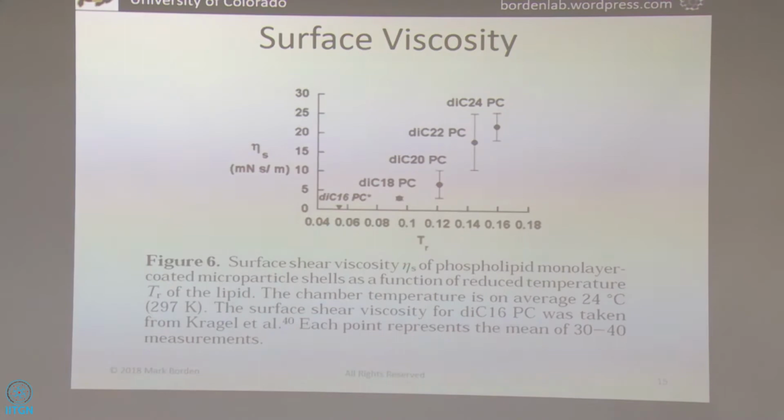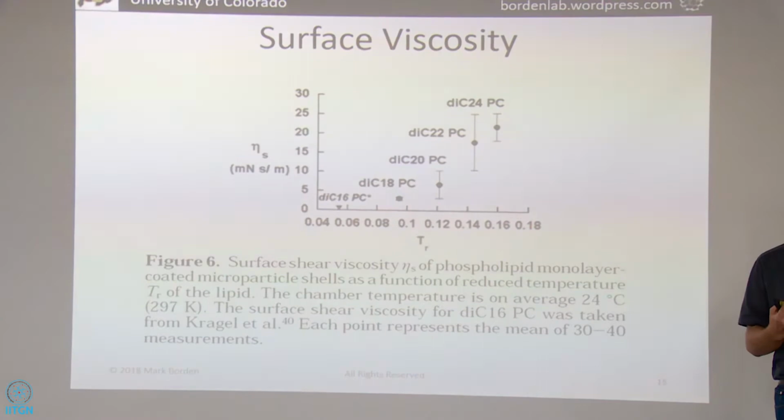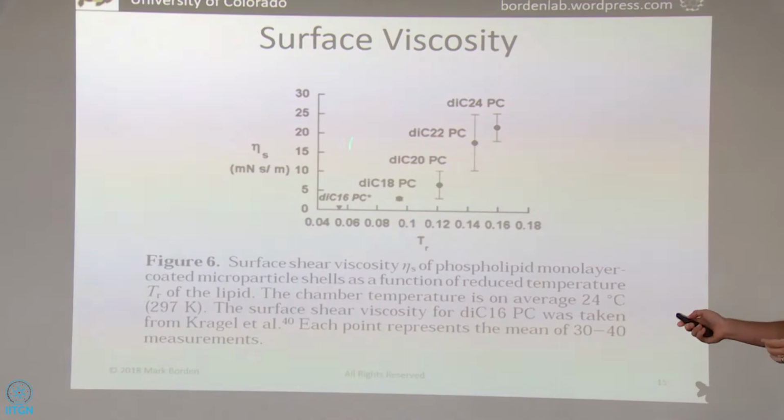But the point here is that just by changing the lipid chain length, you can go from something which doesn't have any shear viscosity to something that's quite high shear viscosity. So this was the first demonstration that by changing the acyl chain length, you can really change the properties. Okay?